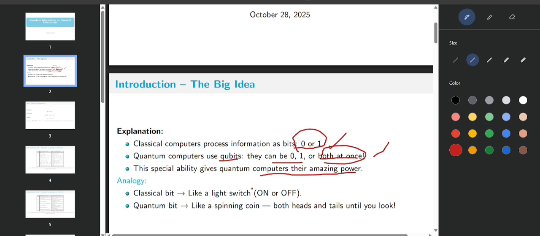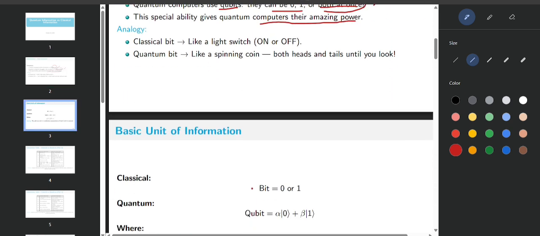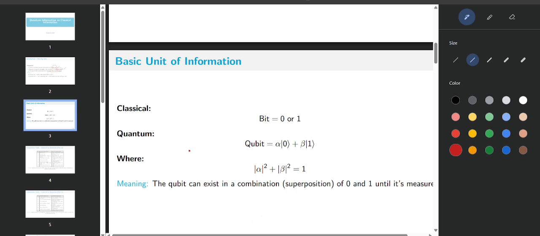Okay, so you can think of it like this. A classical bit is like a light switch, either it will be on or off. But a qubit is like a spinning coin, it will be both heads and tails until you look at it. So that's the key difference between classical computers and quantum information.